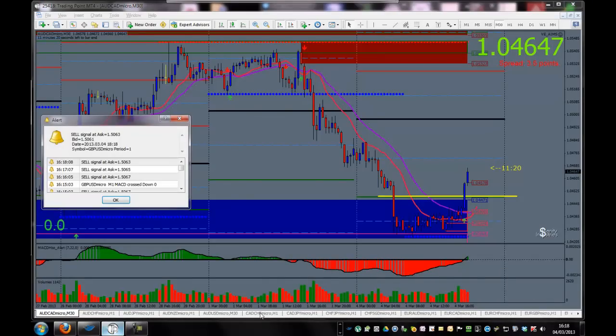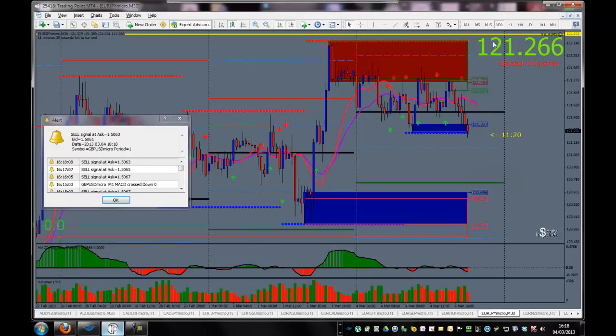Okay, moving on, let's take a look at the Euro JPY. Euro JPY on the 30-minute time frame, we're looking at a resistance area around here. That is 121.237.250. So we're looking for a close below this area for a possible short. After this area, the supply area around 120.637 looks like the first area of support.